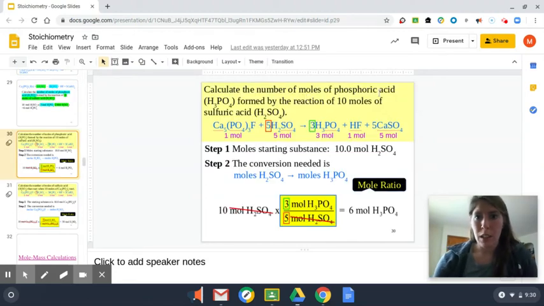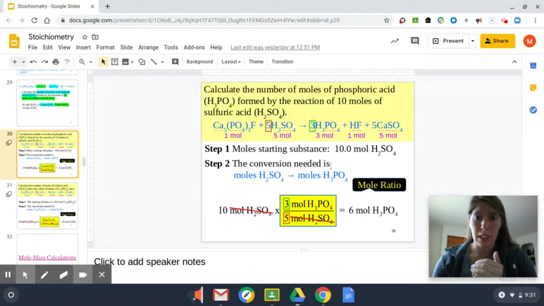So calculate the number of moles of phosphoric acid. When it's asking you to find any number of moles, grams, etc., that's your desired, by the reaction of 10 moles of sulfuric acid. This is the same problem that we just solved, but it's going step by step here. So step one, the moles of the starting substance is 10 mole, okay? That's what you start with. The conversion needed is moles of H2SO4 to moles of H3PO4. So sulfuric acid to phosphoric acid.